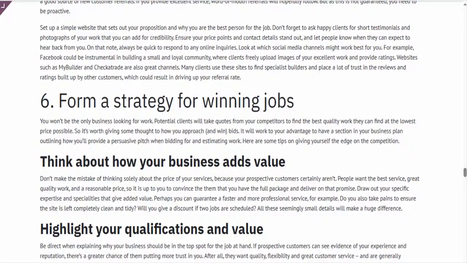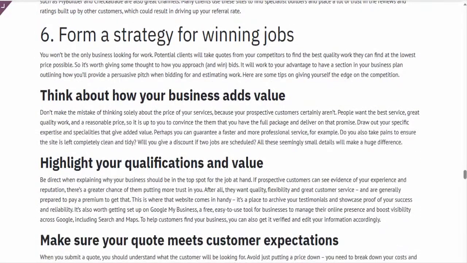6. Form a strategy for winning jobs. You won't be the only business looking for work. Potential clients will take quotes from your competitors to find the best quality work they can find at the lowest price possible. So it's worth giving some thought to how you approach and win bids. It will work to your advantage to have a section in your business plan outlining how you'll provide a persuasive pitch when bidding for and estimating work. Here are some tips on giving yourself the edge on the competition.